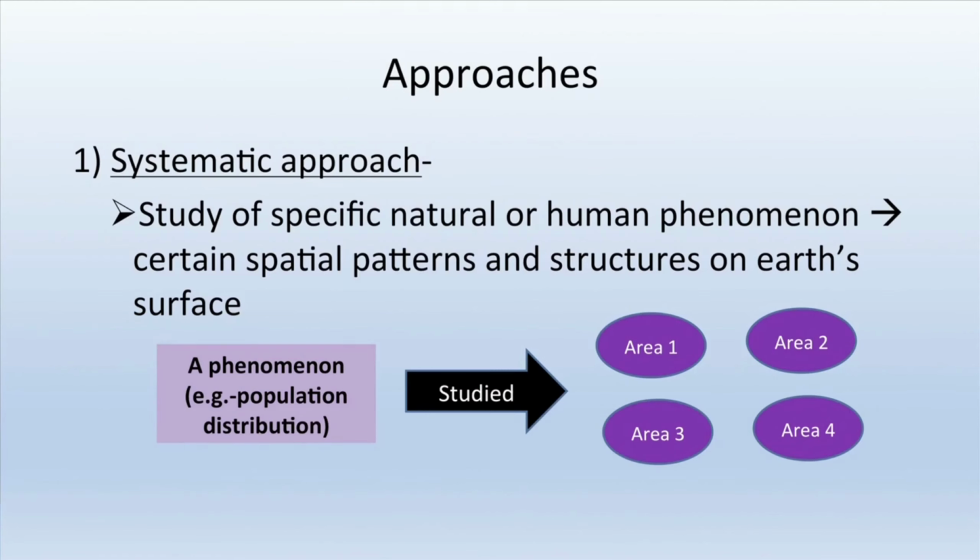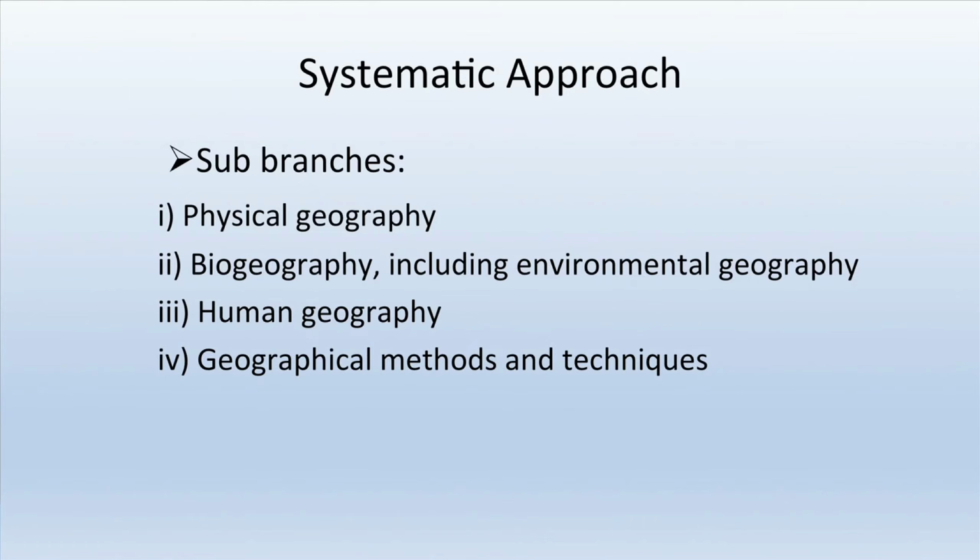In the systematic approach, basically we study one aspect across all the places. For example, if we are studying population, then we will be studying the population of the whole world or a country or whatever area of study that we have. So, it is the study of a specific natural or human phenomenon with certain spatial patterns and structures on the earth's surface. The sub-branches of systematic geography are physical geography, biogeography including environmental geography, human geography and the fourth one is geographical methods and techniques.